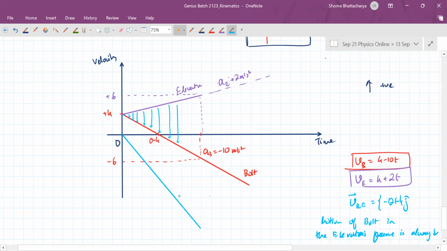This is the bolt relative to the elevator. That is the difference of these two graphs.